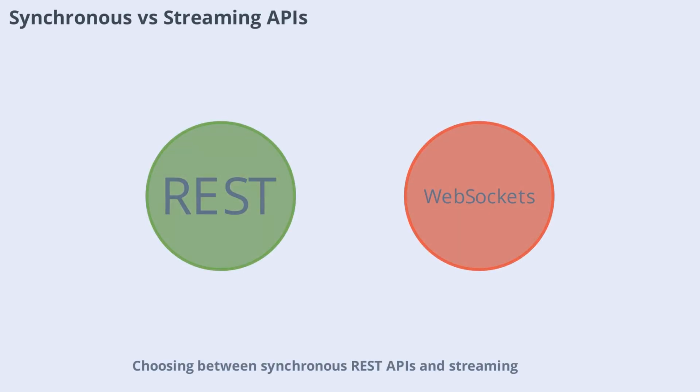Choosing between synchronous REST APIs and streaming WebSockets depends on your LLM use case. REST is simple and stateless but not ideal for long, interactive sessions. WebSockets support persistent, real-time communication, making them better for chatbots and agents that require ongoing interaction and state management.